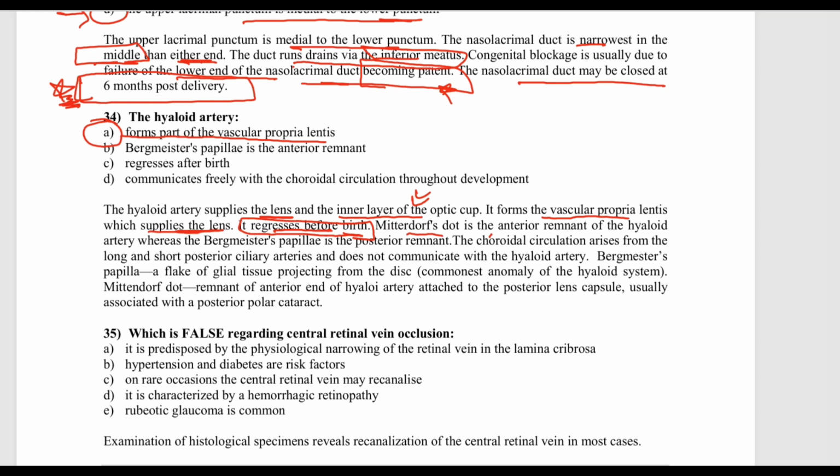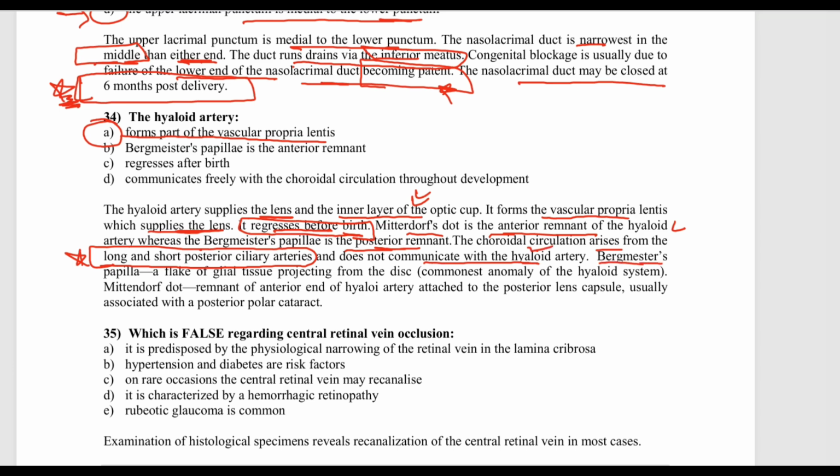Mittendorf dot is the anterior remnant. Remember that there are two remnants: one is the anterior remnant, the second is the posterior remnant. Mittendorf dot is the anterior remnant of the hyaloid artery, while the Bergmeister papilla is the posterior remnant. The choroidal circulation arises from the long and short posterior ciliary arteries. Very important, the choroidal circulation does not communicate with the hyaloid artery.